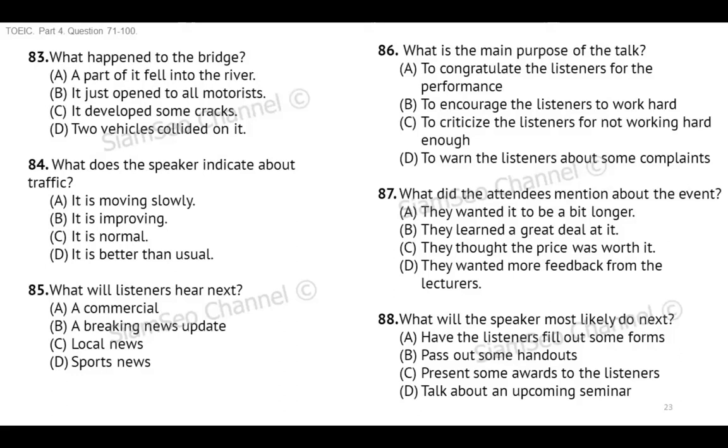Number 86. What is the main purpose of the talk? Number 87. What did the attendees mention about the event? Number 88. What will the speaker most likely do next?